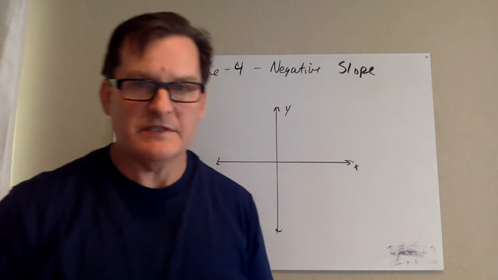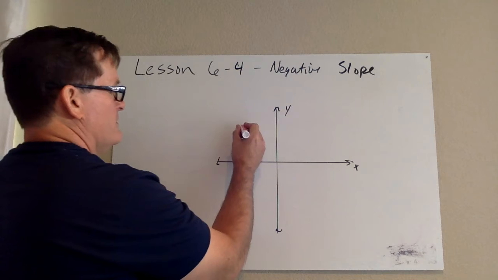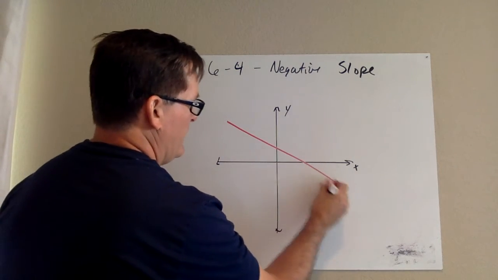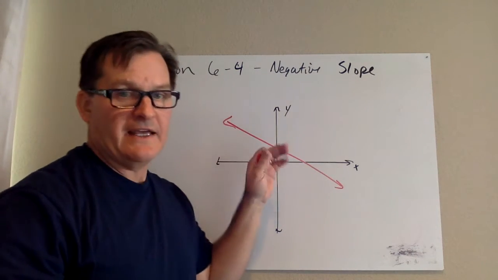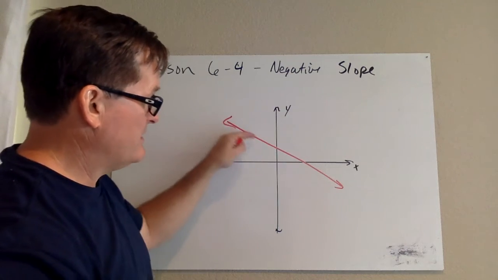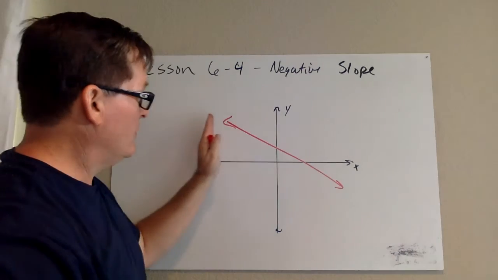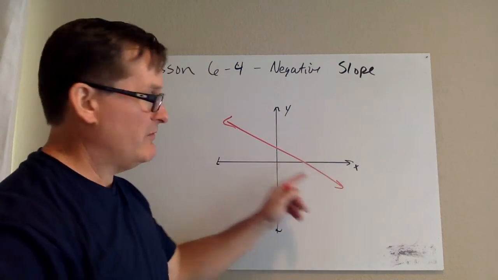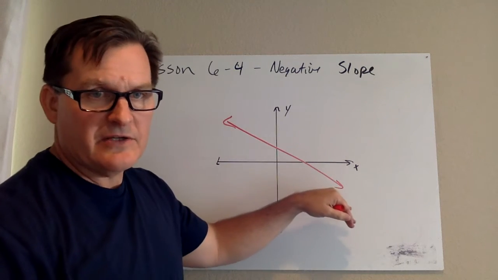Negative slope, obviously, is going to have the opposite. So this is an example of a line with a negative slope. We know it's negative by a visual inspection because it's going down. As you look at it, as you study the function from left to right, it's going down, it's decreasing.